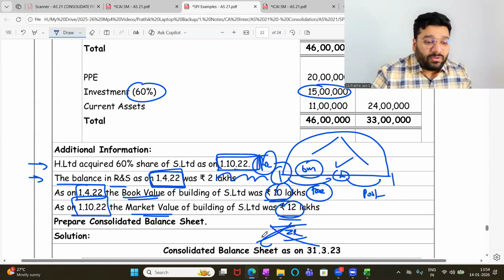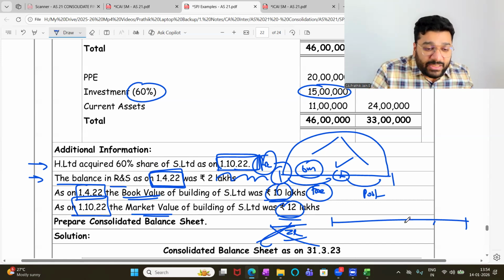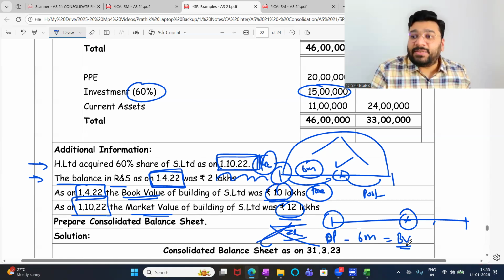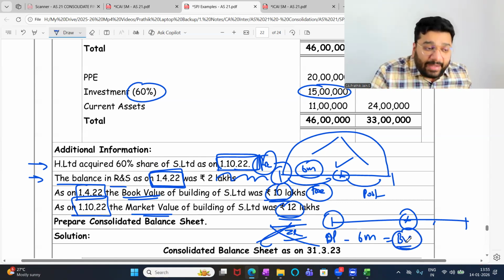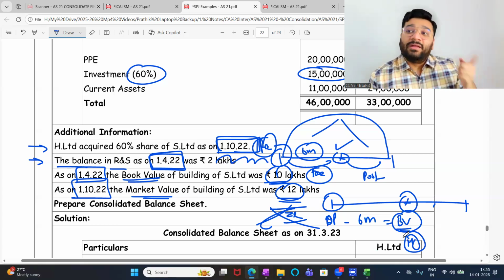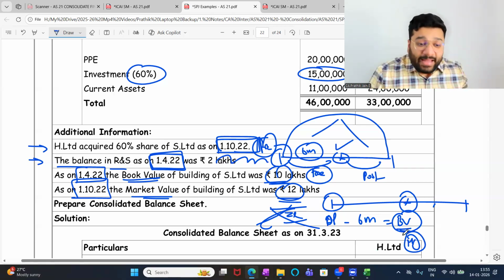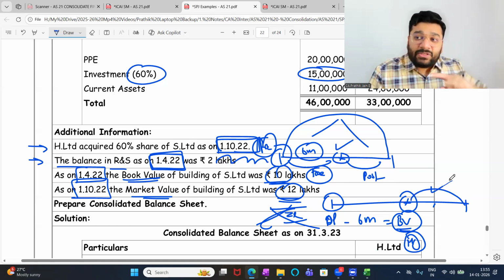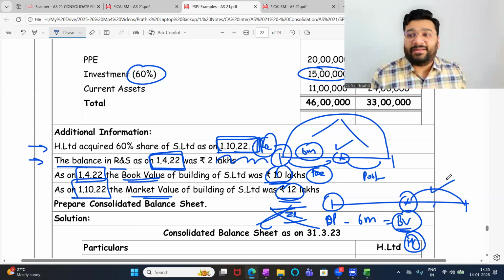So now, this is date of acquisition. From this period, opening balance, I have to minus 6 months depreciation. I will get book value after 6 months depreciation. This book value and the market value need to be compared. Okay, not okay. That is one depreciation. Then you also have to calculate the depreciation on the revalued figure during this period, which will go to the post-acquisition profit.